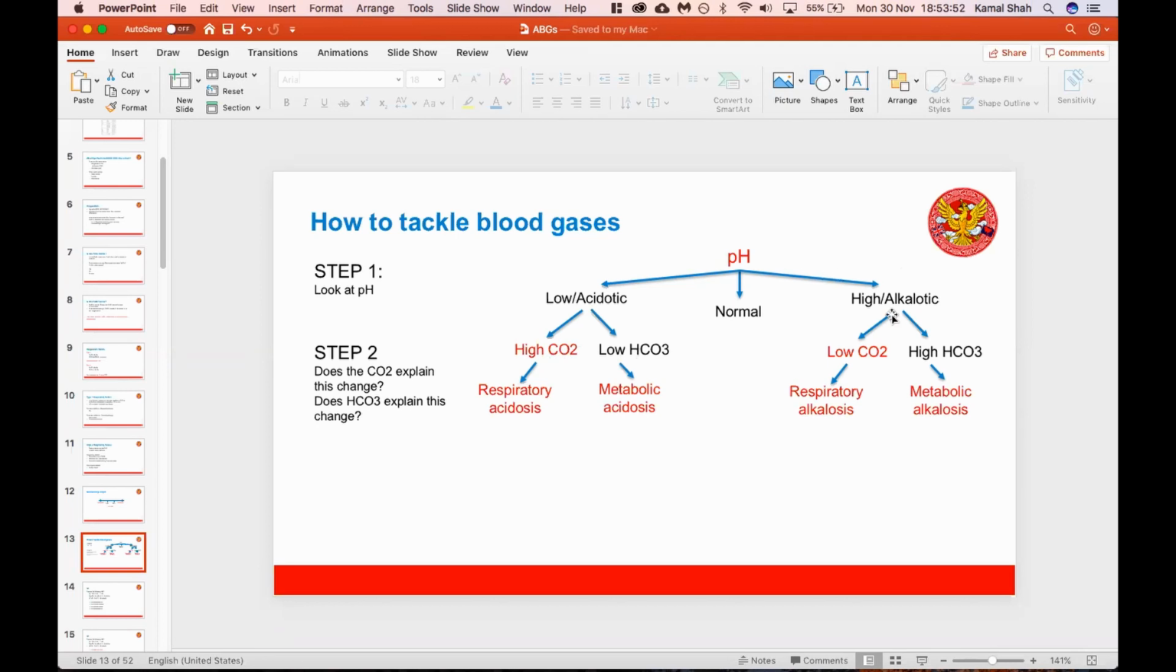On the flip side, if the pH is high, can the CO2 explain this change? So do we have low CO2? And if we do have low CO2, this will be respiratory alkalosis. And if it's not, and if we don't have a low CO2, by a process of elimination, it has to be a metabolic alkalosis. And do we have a high bicarbonate to explain this?